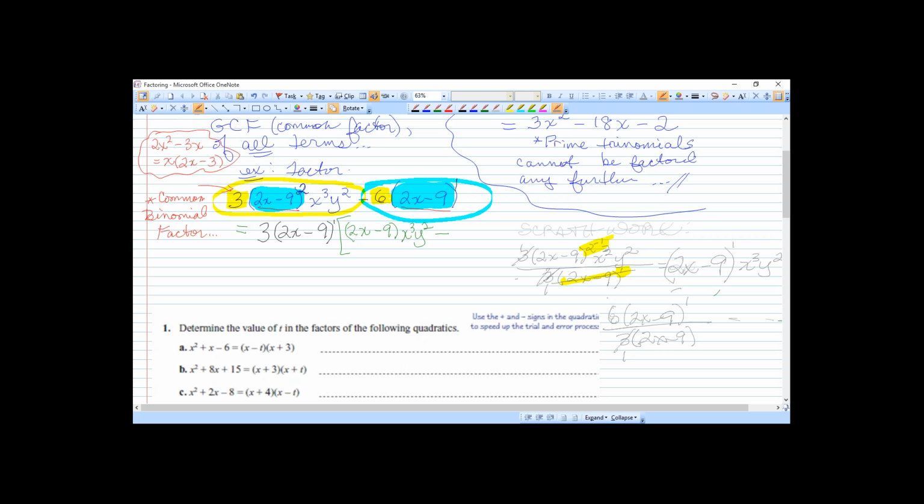Notice the 3 goes into itself once, into 6 twice, right? And the 2x minus 9 just cancels itself out all the way. So we're just left with a 2 right here. That's it. We're left with a 2, and pretty much this is done. So you can factor out to the front a binomial factor.